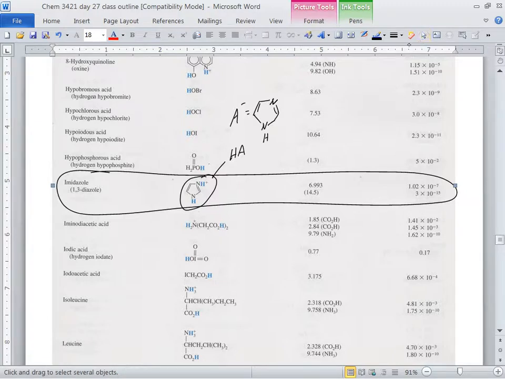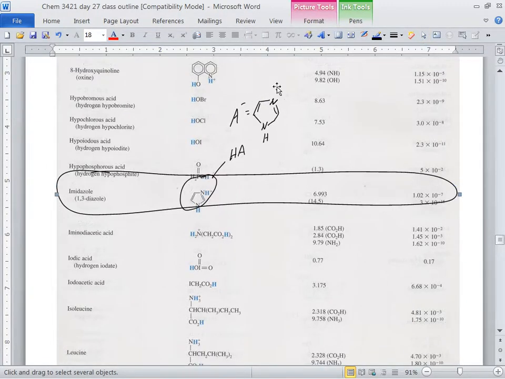If I can select the whole thing. Yeah, I can't copy it.